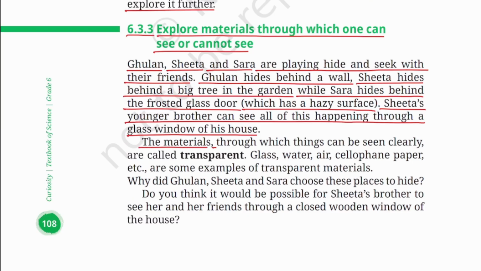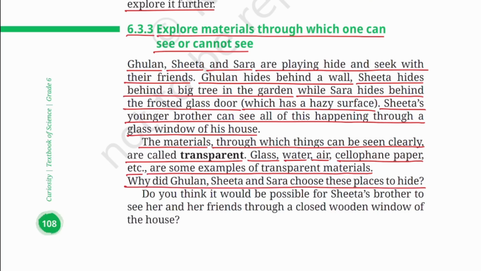The materials through which things can be seen clearly are called transparent. Glass, water, air, cellophane paper, etc. are some examples of transparent materials. Why did Gulan, Seeth and Sarah choose these places to hide? Do you think it would be possible for Seeth's brother to see her and her friends through a closed wooden window of the house?